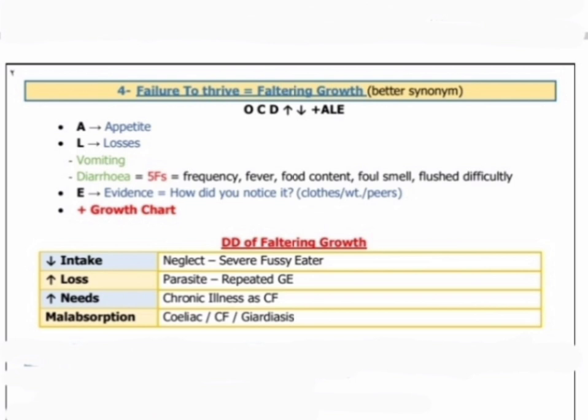These are the frequency of the loose motions. Is it associated with fever? Food content present in the loose motions. Is it foul smelling? Flush difficulty. So we know that flush difficulty is seen in celiac disease.